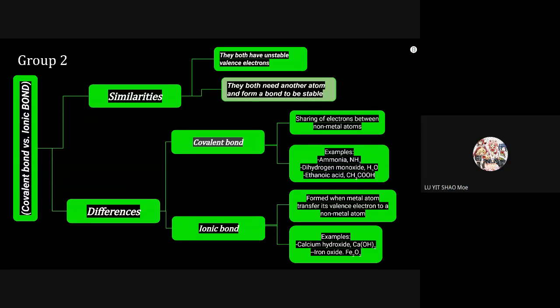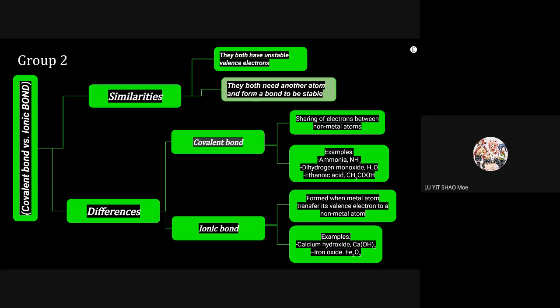Okay, so we are group 2 and it's covalent bond versus ionic bond. And for similarities, they both have kind of unstable valence electrons, like didn't follow the duplet and octet rule. And also they both need another atom, or two atoms or three atoms, to form a bond to be stable. And for the differences, covalent bond is sharing of electrons between non-metal atoms.